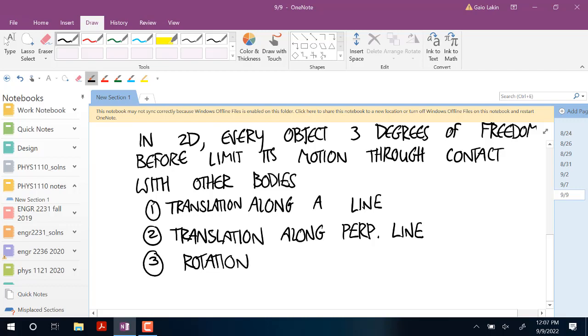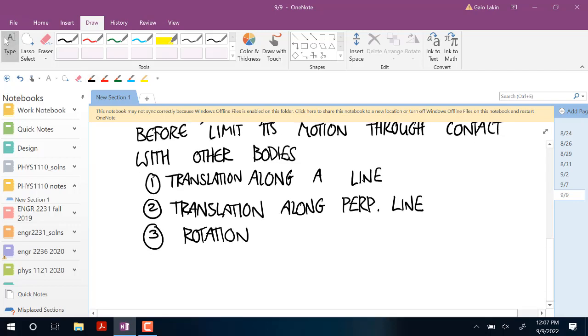Notice that those 3 correspond to the 3 equations we get from Newton's second law and the moment equation. In 2D, you have the x and y components of Newton's second law, and then you have the z component of the moment equation. And that relationship has to be.